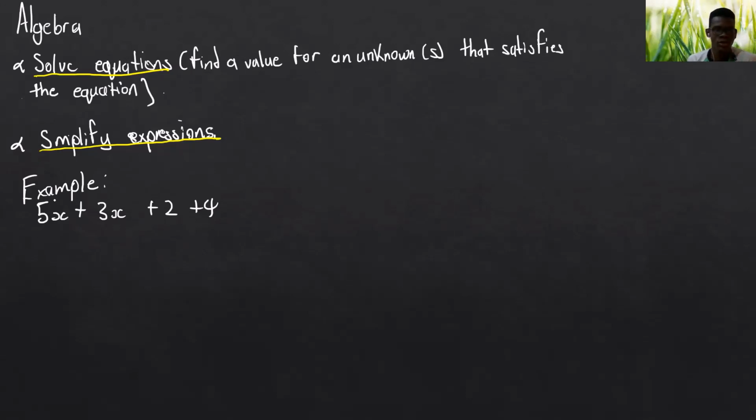The only thing you can do here is, of course, add your like terms. So 5x plus 3x will give you 8x. This is going to be simplified to 8x plus 6. But you notice this is where we stop, 8x plus 6. There is no solving this expression. The only thing that we did is simplify it. Instead of having 4 terms, we now have 2 terms.